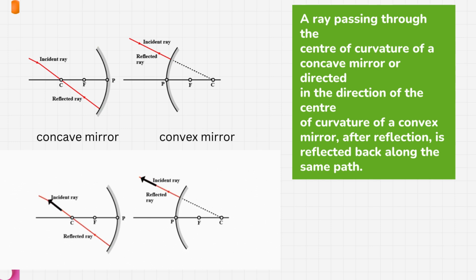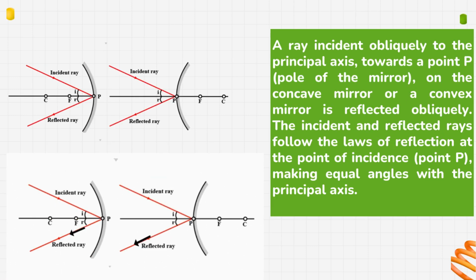A ray passing through the center of curvature of the concave mirror, or in the direction of the center of curvature of the convex mirror, after reflection will reflect back along the same path. A ray incident obliquely to the principal axis towards the pole of the concave or convex mirror will also reflect obliquely. The incident and reflected rays follow the laws of reflection at the point of incidence, making equal angles with the principal axis.